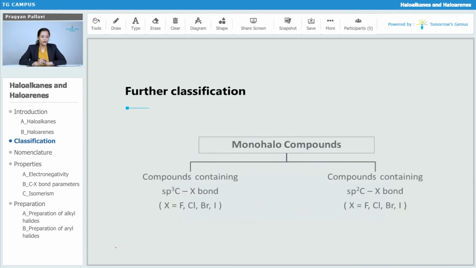Further, monohalo compounds are classified into compounds containing the sp3 C-X bond and compounds containing the sp2 C-X bond. It means the halogen atom is attached either to a carbon which is sp3 hybridized, or to a carbon atom which is sp2 hybridized.